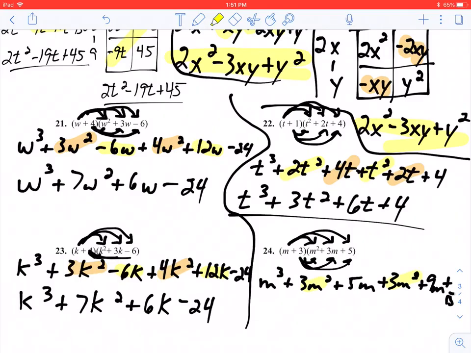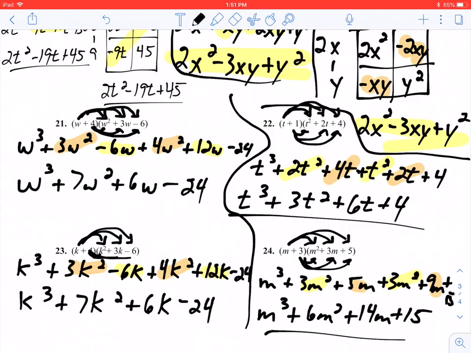We have a couple of m squared terms, and then we've got a couple of m terms right there. So we have m squared and 3m squared becomes 6m squared. Then we have 5m and 9m, which becomes 14m, and then plus 15. And there is our final answer.